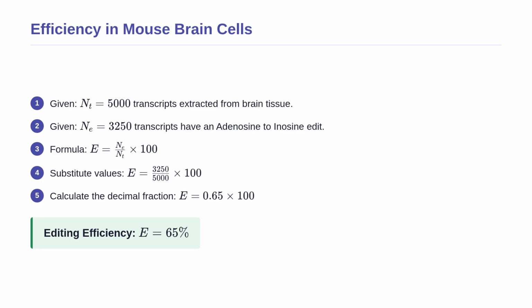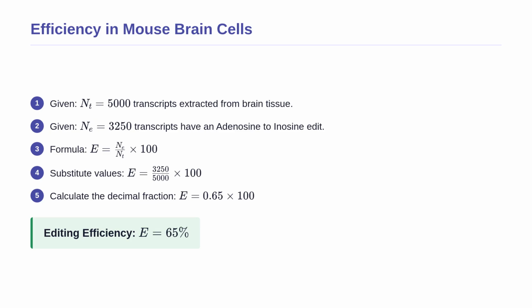Let us apply this formula to a real research scenario. A researcher is studying messenger RNA transcripts for a specific neurotransmitter receptor in a mouse brain. We are given that they extract a total of 5,000 transcripts. Upon sequencing, they find that 3,250 of these have undergone an adenosine to inosine edit. We need to find the editing efficiency.